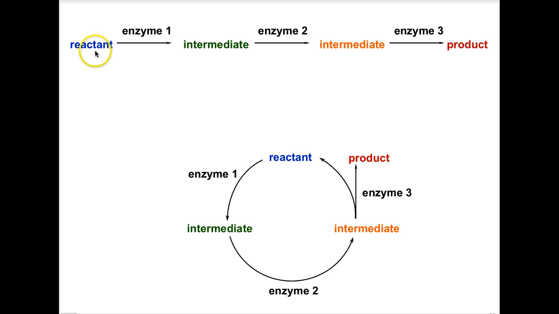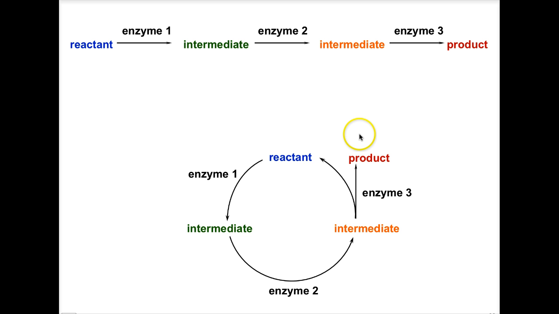So reactant 1, energy of activation lowered by enzyme 1, has a product formation that then becomes the reactant or substrate for enzyme 2, so it's called an intermediate. And then that product becomes the reactant or substrate for enzyme 3, so it's an intermediate. And then we get a final product form. Notice this is a straight shot, that's a linear pathway.